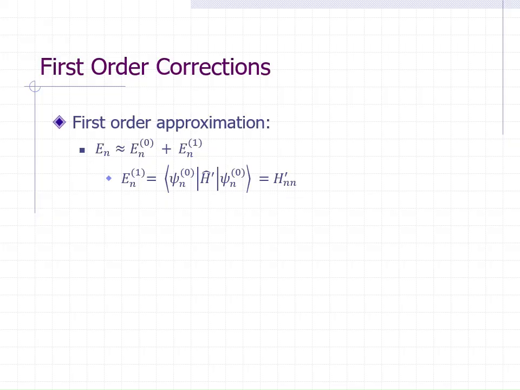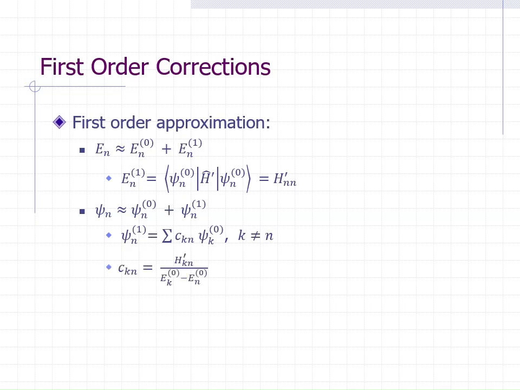As for the wave function, the first-order correction for quantum state n, denoted here as psi sub n with superscript 1 in parentheses, turns out to be a linear combination of all the unperturbed wave functions other than that for quantum state n. The coefficient c sub k n for unperturbed wave function k is given by H prime k n divided by the difference between the zeroth order energies, E sub k naught minus E sub n naught. Note that the summation does not include k equal to n.